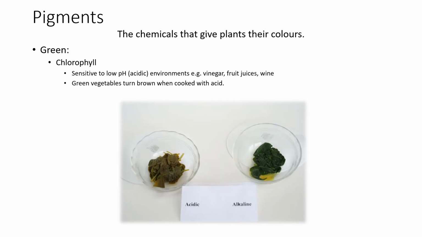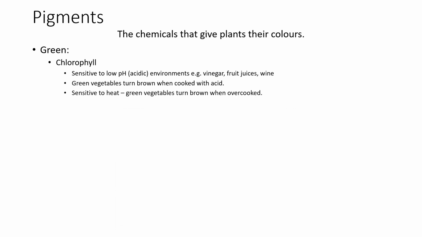Here's a good example of this. This is some spinach cooked in an acidic solution. You can see on the left it's not very appealing. It's kind of a khaki brownish color, whereas the spinach on the right was cooked in a more alkaline solution. Could have been neutral to slightly alkaline solution. So you can see the definite impact of using an acidic environment. You want to avoid that with green vegetables.